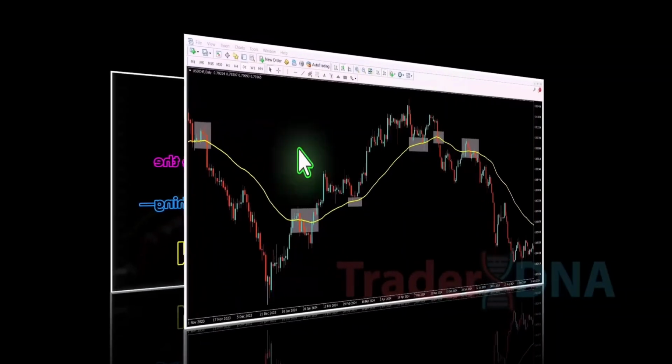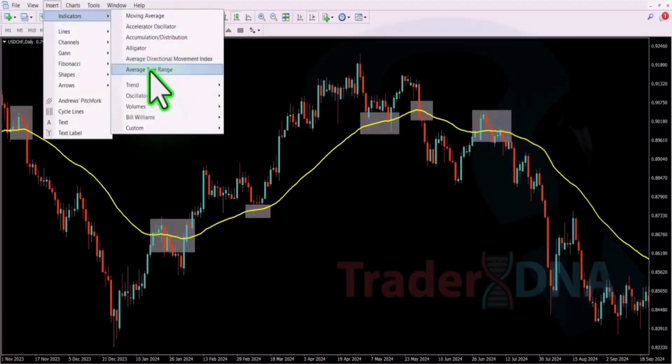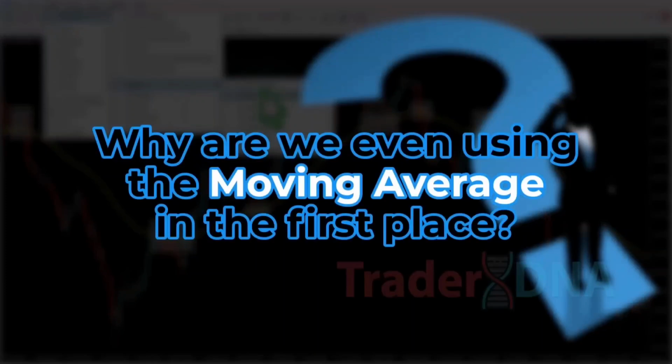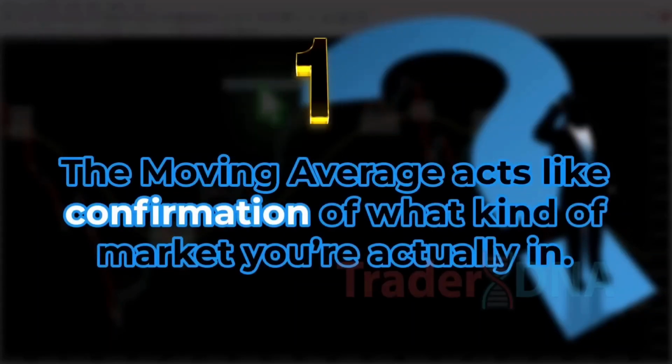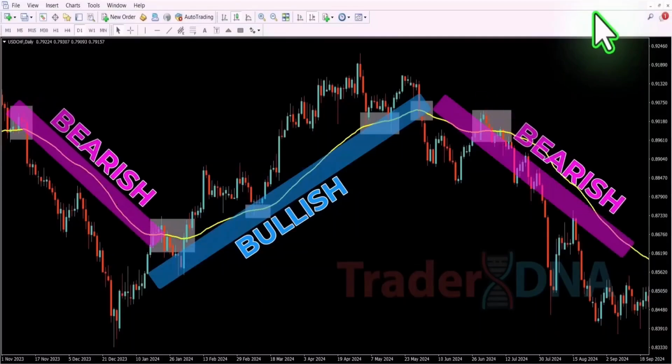Now this right here is where everything starts to make the most sense. So the question is, why are we even using the moving average in the first place? Let's break it down. Fast, clear, and powerful. Reason number one, the moving average acts as confirmation of what kind of market you're actually in. Bullish, bearish, or just going nowhere.